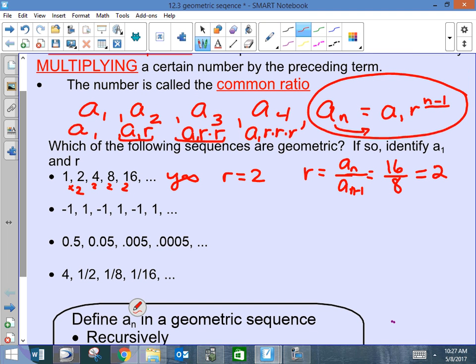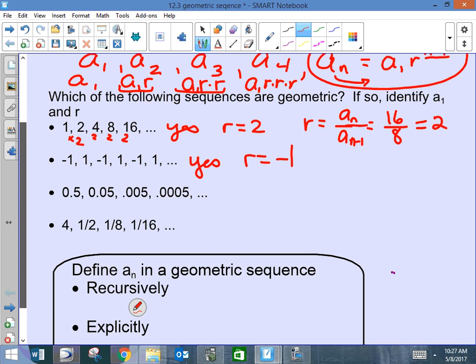Okay, what about this one? -1 times what equals 1? Times -1 equals -1 times -1. So yes, what's my R? -1. Okay? You're going to have a lot more decimals and fractions. If you think of this as 5/10ths, and this is 5/100ths, I know that's the same thing in decimal form, but it seems more obvious. Do you see the ratio? 1/10, right.